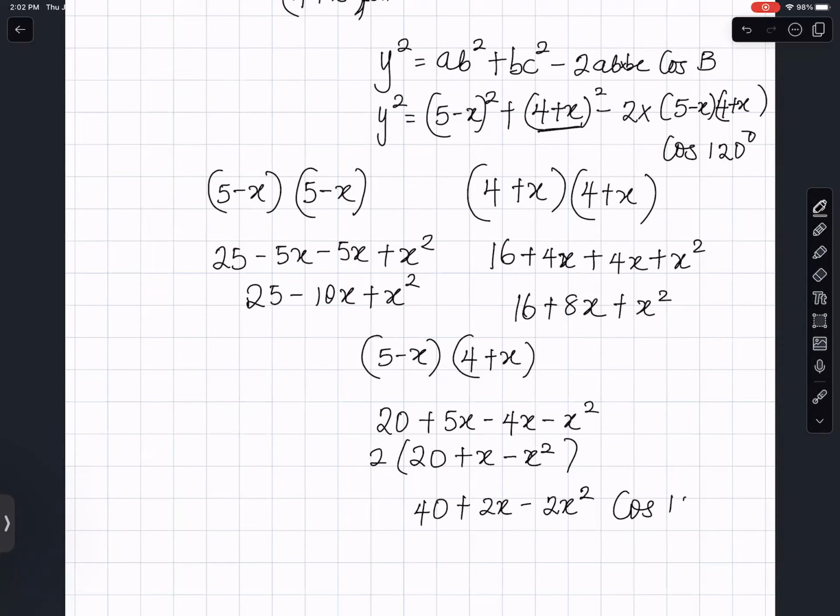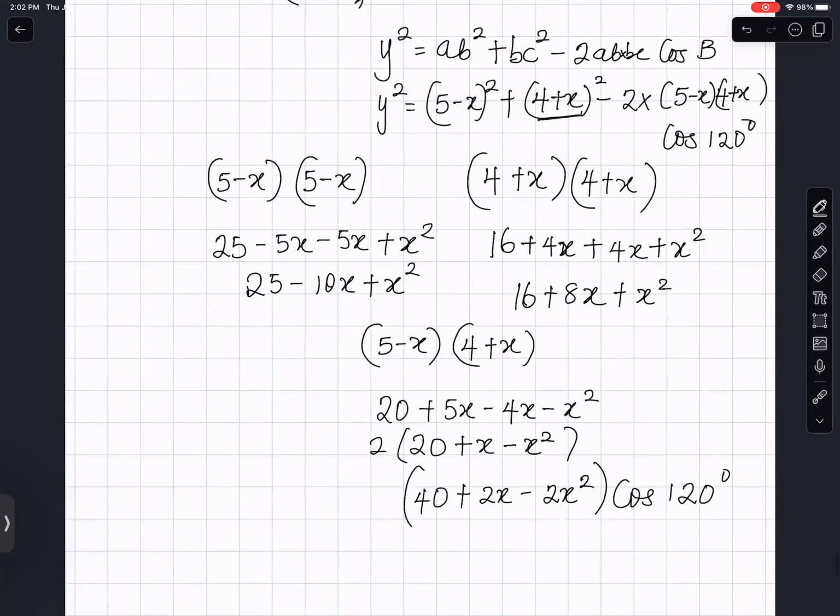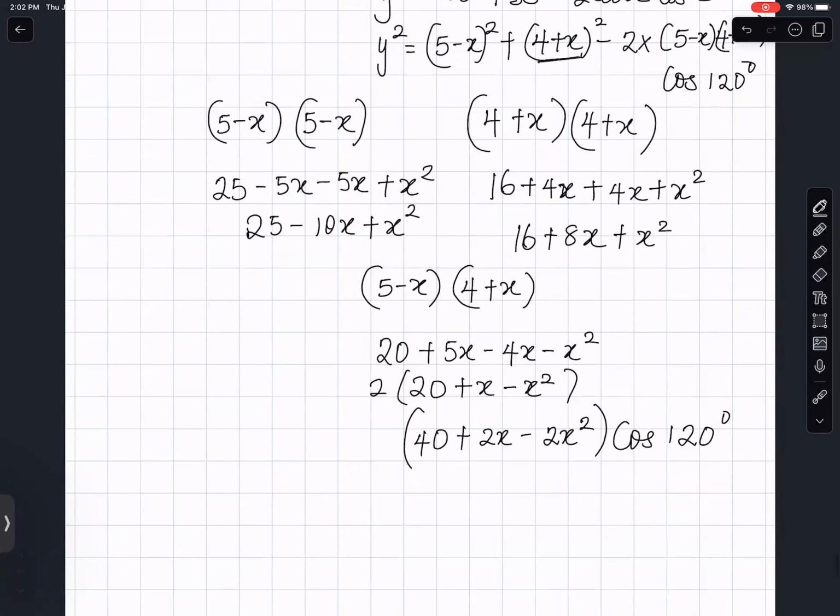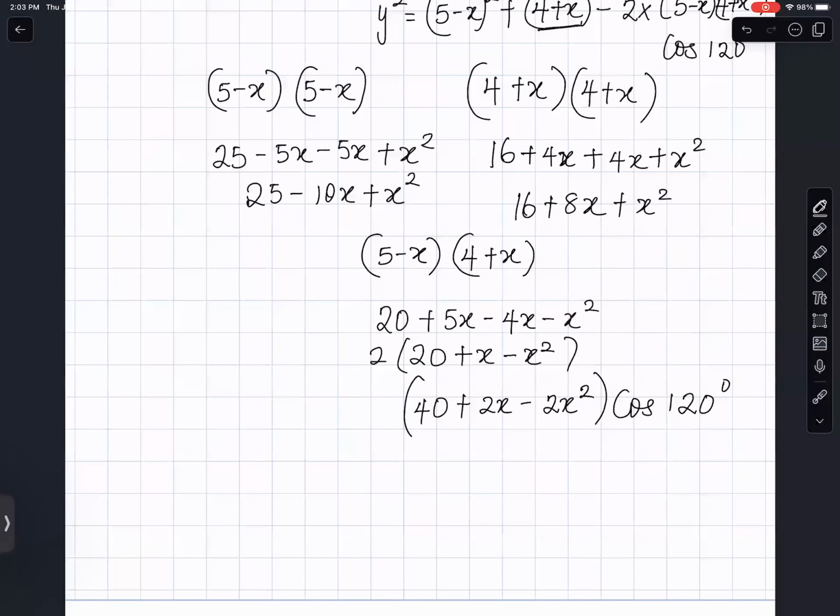40 cos 120 will give us what on your calculator? Press 40 cos 120. So we have minus 20. Then same thing, you do 2 cos 120. 2 cos 120 gives us negative 1x. And we also have negative 1 for the x squared term, which gives us minus x squared. So we are done with cos 120.